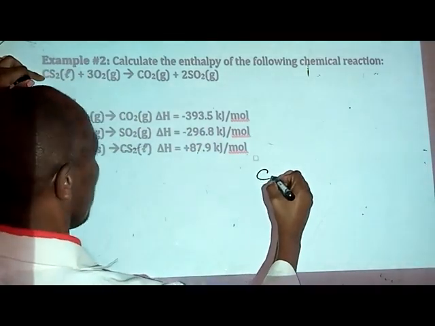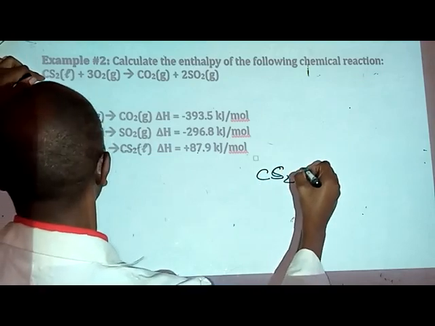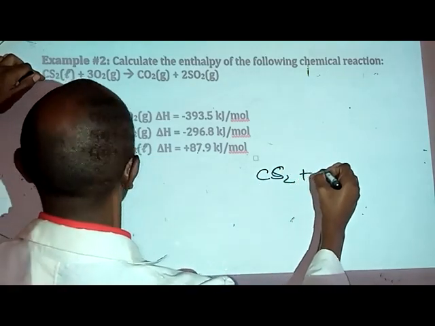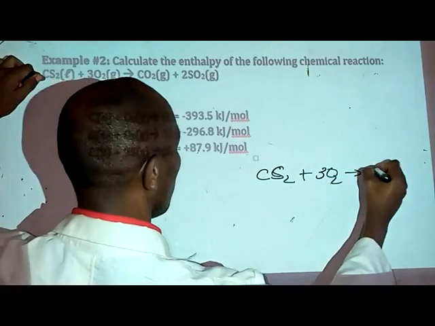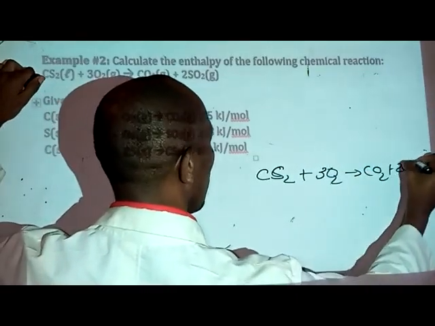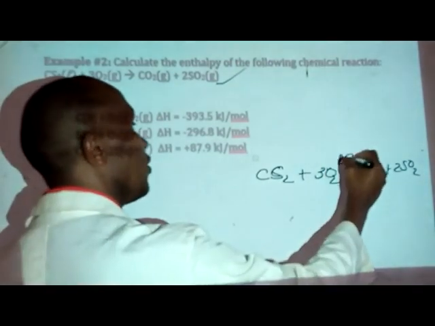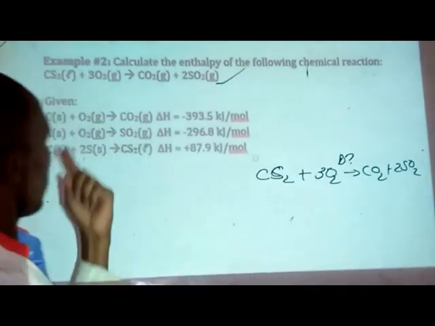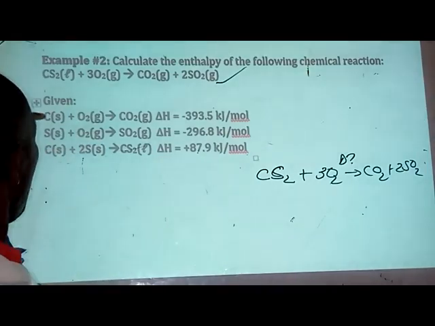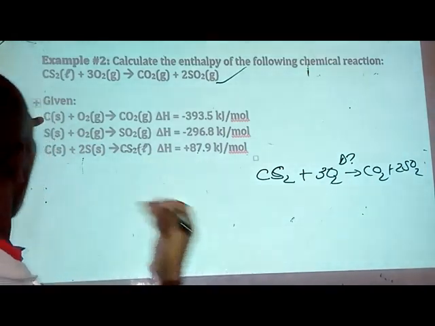So I have carbon disulfide plus 3O2 to form CO2 plus 2SO2. So this is a reaction, and it's the one I don't know. Now let me get to this. What do I have?